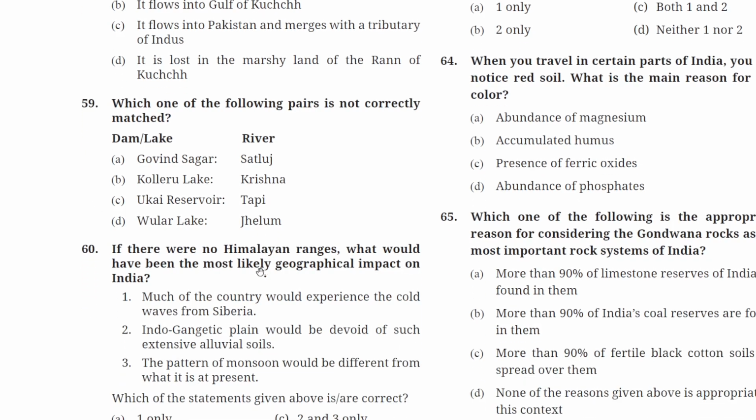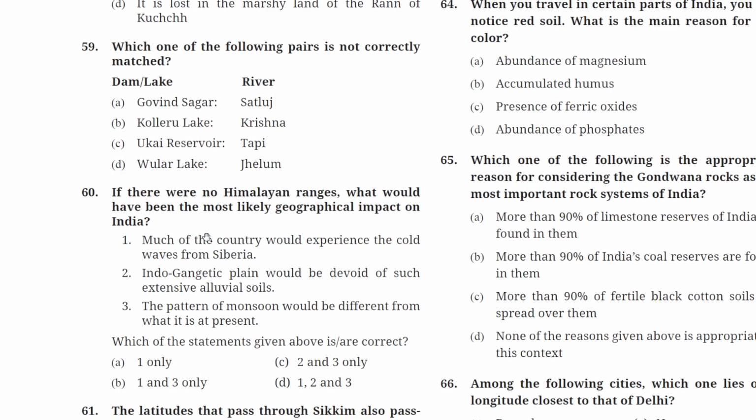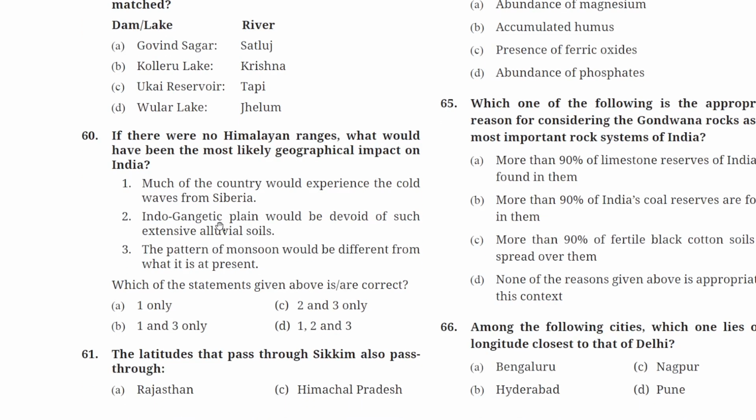60. If there were no Himalayan ranges, what would have been the most likely geographical impact on India? 60. It is 1, 2, 3. Much of the country could experience the cold waves from Siberia. Indo-Gangetic Plain would be devoid of such extensive alluvial soils. Pattern of monsoon will be different from what it is at present. 1, 2, and 3.